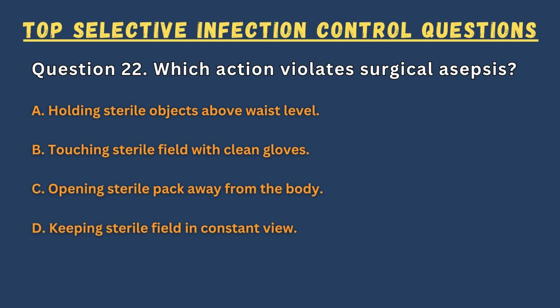Question 22. Which action violates surgical asepsis? A. Holding sterile objects above waist level. B. Touching sterile field with clean gloves. C. Opening sterile pack away from the body. D. Keeping sterile field in constant view.